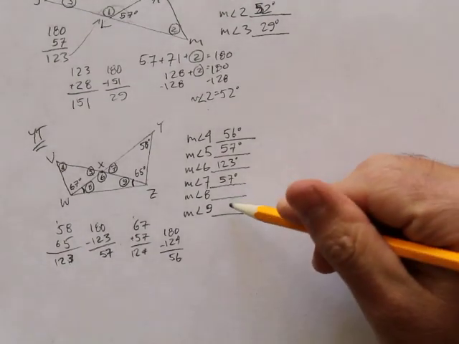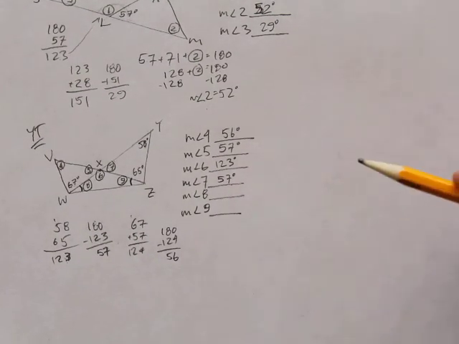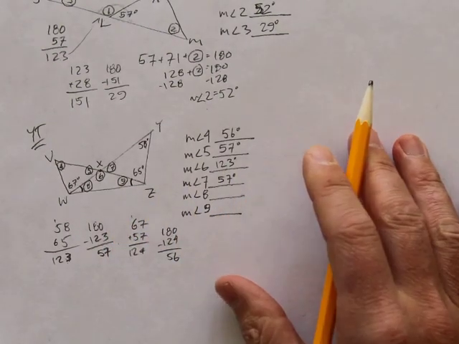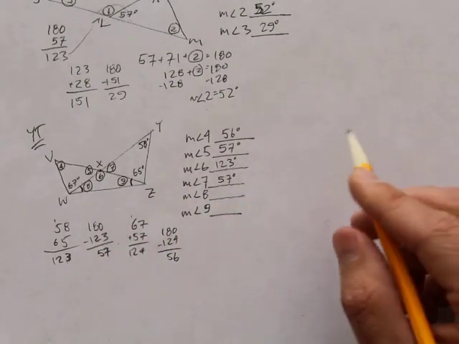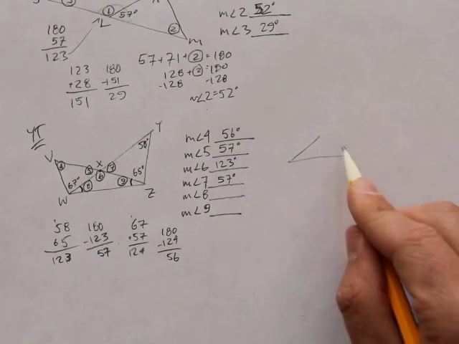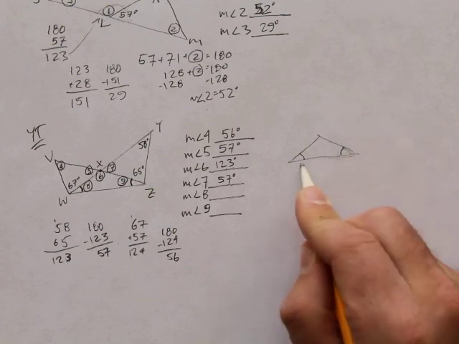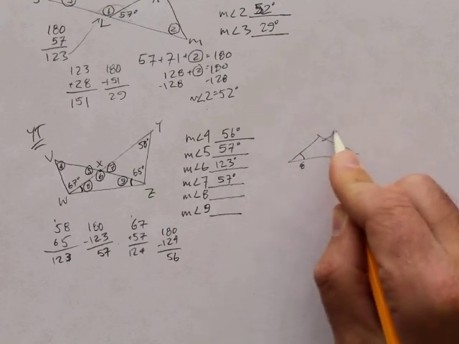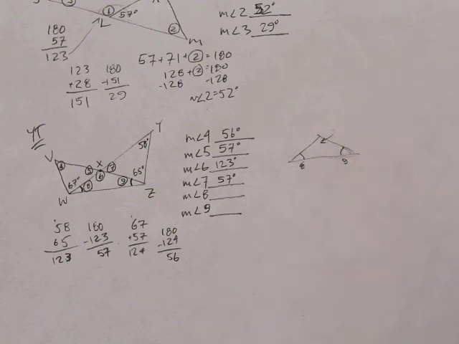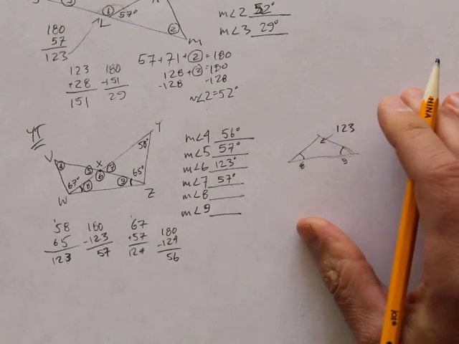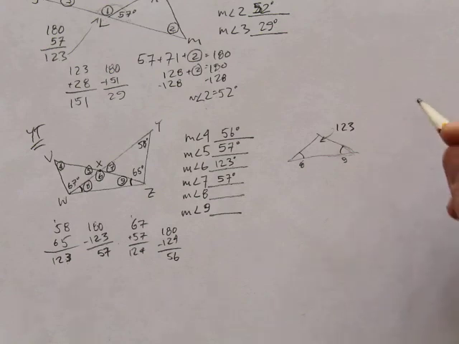Okay, I have angles 8 and 9 left. This one's a little bit tricky. Angle 6 is 123 degrees. So I'm going to redraw just that bit of the triangle right here. These two angles, 8 and 9, are congruent, and this measure is angle 6, 123.